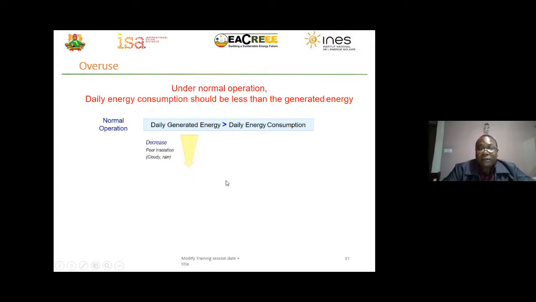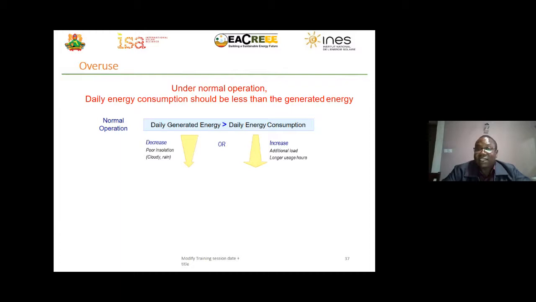So there are things that usually happen. Sometimes you have decreased insolation, and therefore your solar panel, as you saw, irradiance affects the output. Then you are not able to generate enough energy during that day for what you'll use, and therefore it means that you'll draw more from the battery than normal.